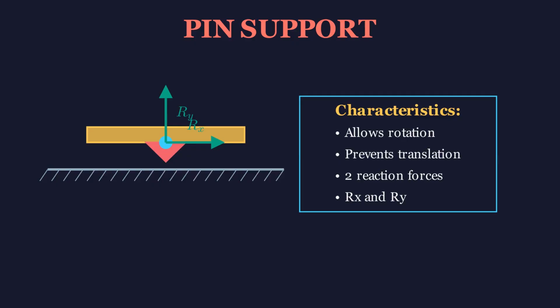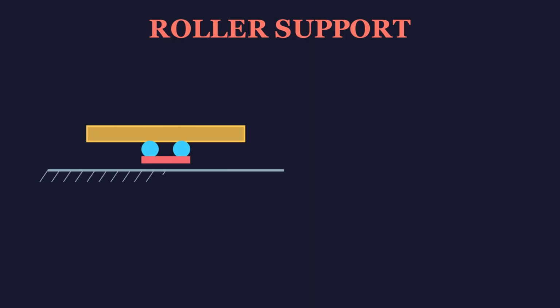The pin support, also called a hinged support, is one of the most common support types. It prevents translation in both horizontal and vertical directions, but allows rotation. The pin support provides two reaction forces, Rx in the horizontal direction and Ry in the vertical direction. This support is ideal when rotational freedom is needed at the connection point.